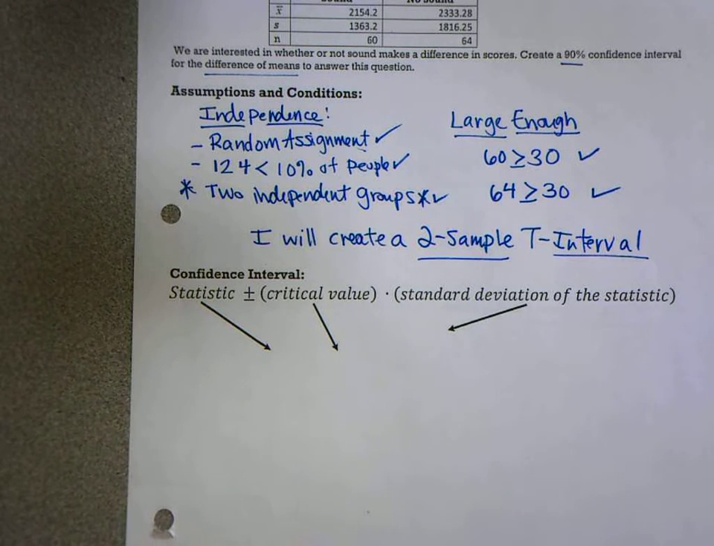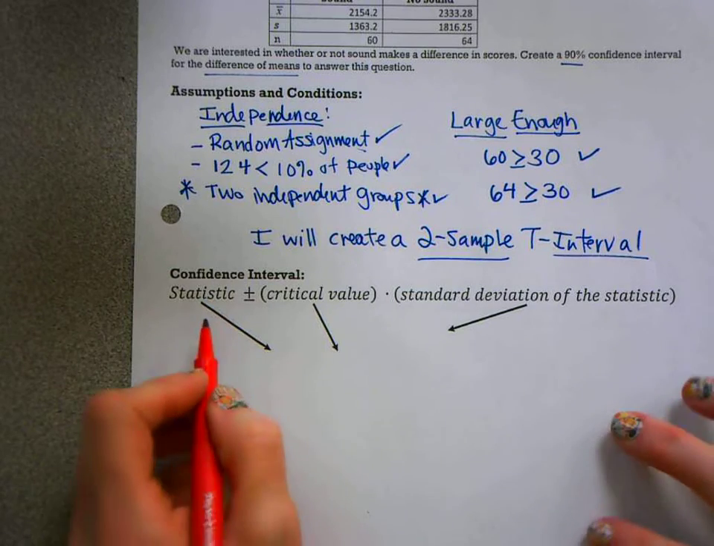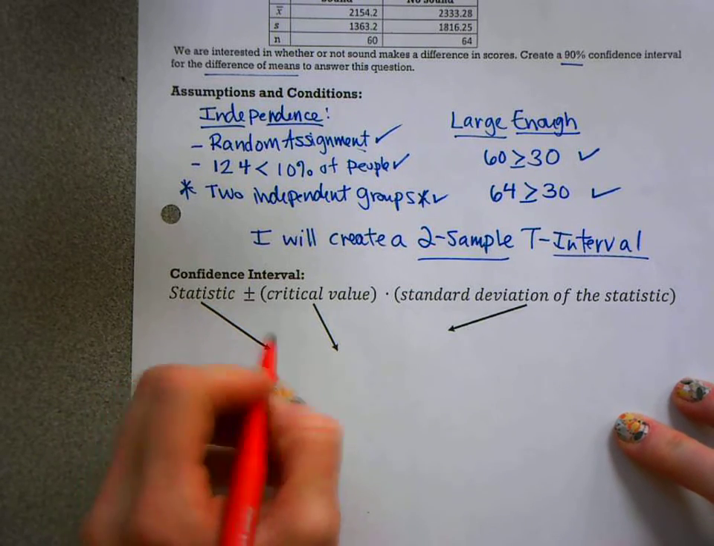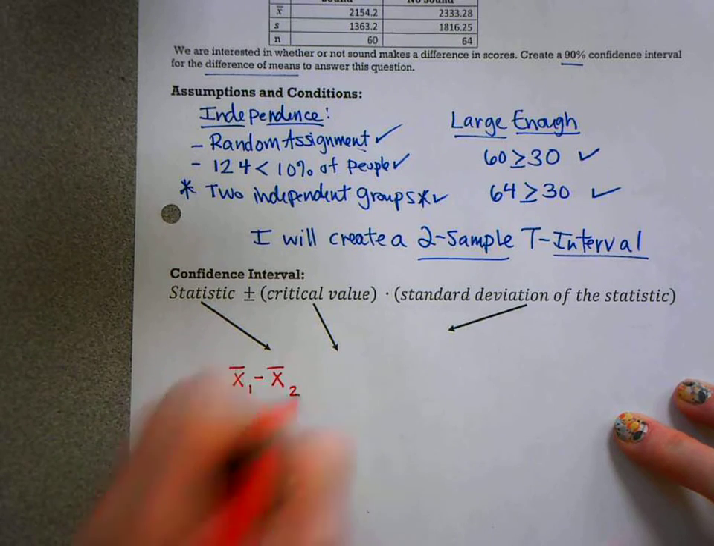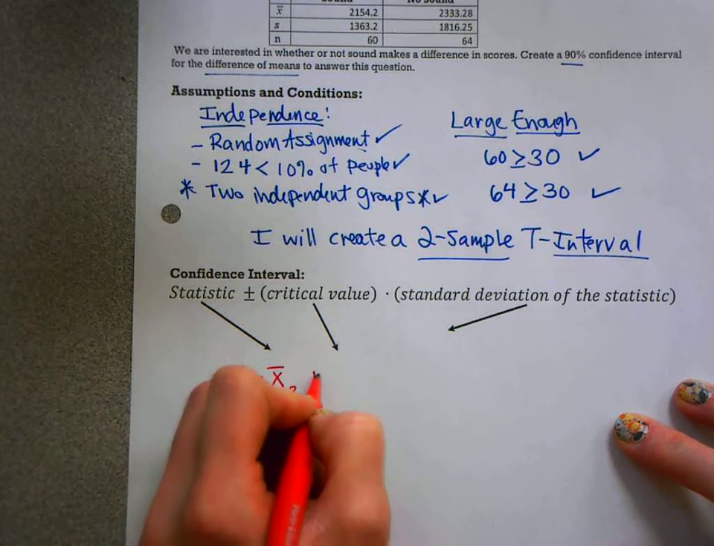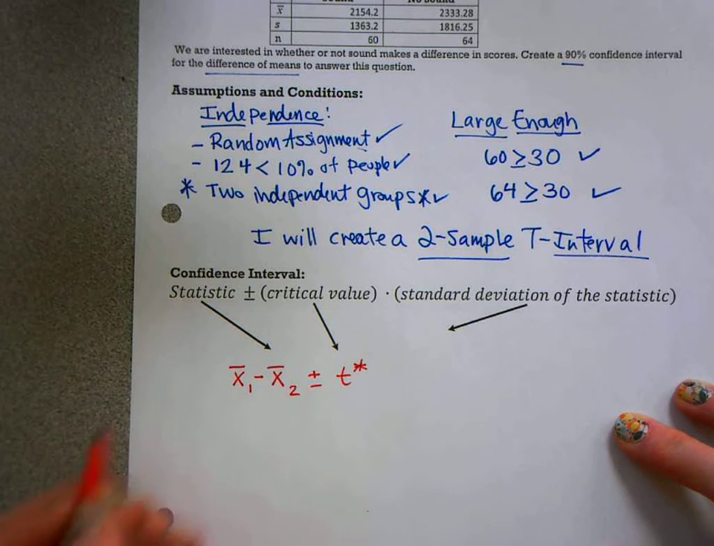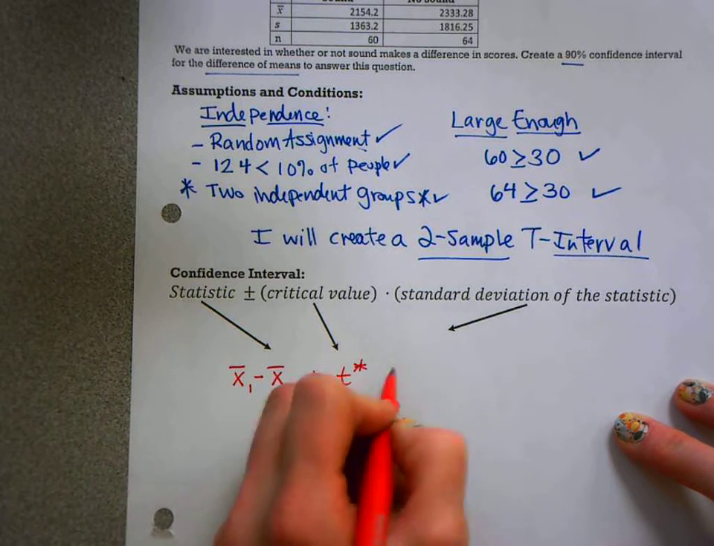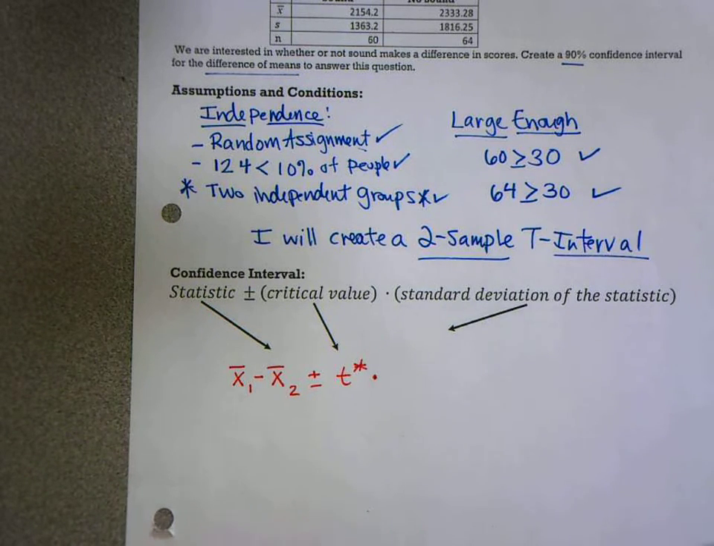So we are going to have that same kind of idea, except our statistic is no longer going to be a single x bar. It's going to be the difference between two x bars. Our critical value is still going to be a t star whenever we're using means, and we'll talk about degrees of freedom in a second. And then we have a brand new standard deviation, or actually standard error. It's sort of on your formula sheet, but I want to show you where it came from.